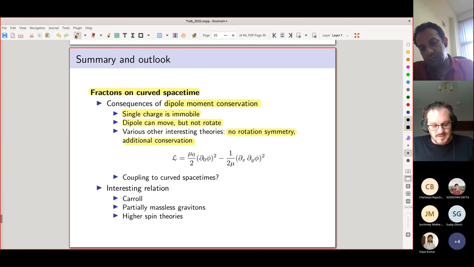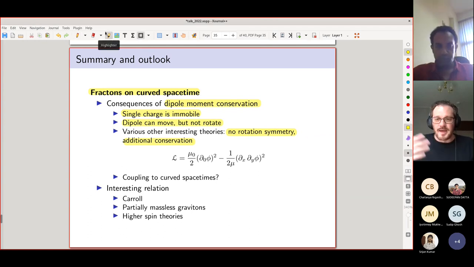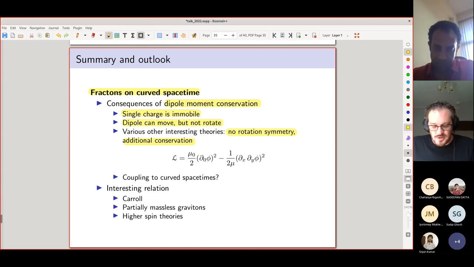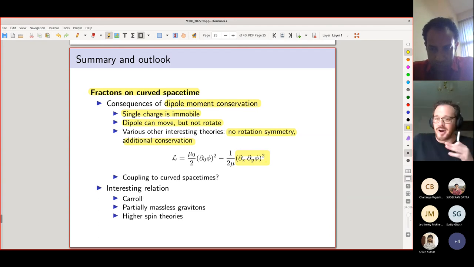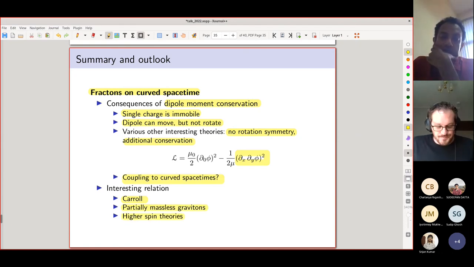One very popular model in recent time is this theory, which has been looked at very carefully by Seiberg and Shao, which has no rotational symmetry and some kind of interesting term here. And some interesting properties like UV-IR mixing, and so on and so forth. And even for this theory, I think nobody has looked at how to couple this to curved spacetime. And there are some interesting relations to Carrollian physics, to partially massless gravitons, to GR, and to higher spin theories of this kind.